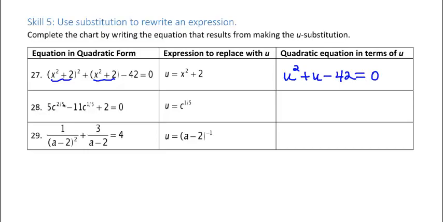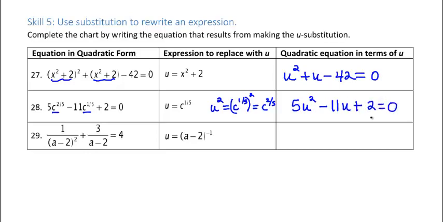Number 28 is 5c to the 2/5 minus 11c to the 1/5 plus 2 equals 0. And we want to make this substitution that u equals c to the 1/5. So recall that if u is equal to c to the 1/5, then u squared is c to the 1/5 squared, and that would mean for us to multiply those exponents. 1/5 times 2 is 2/5. So in place of c to the 2/5, we're going to put in u squared. So this equation really becomes 5u squared minus 11u plus 2 equals 0. And keep in mind, you're trying to get a quadratic equation, so you need a u squared and a u in the resulting equation.